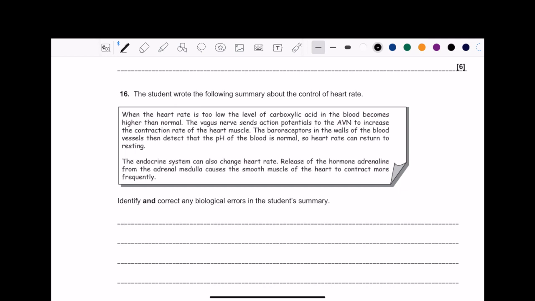So the next one says the endocrine system can also change heart rate. Release of the hormone adrenaline from the adrenal medulla causes the smooth muscle of the heart to contract more frequently. Smooth muscle of the heart to contract. What contracts in the heart? Like what muscle is it? It's in the actual name of the muscle. Cardiac muscle. Not smooth, cardiac. So those are like 5 points, but I'll just write 4.